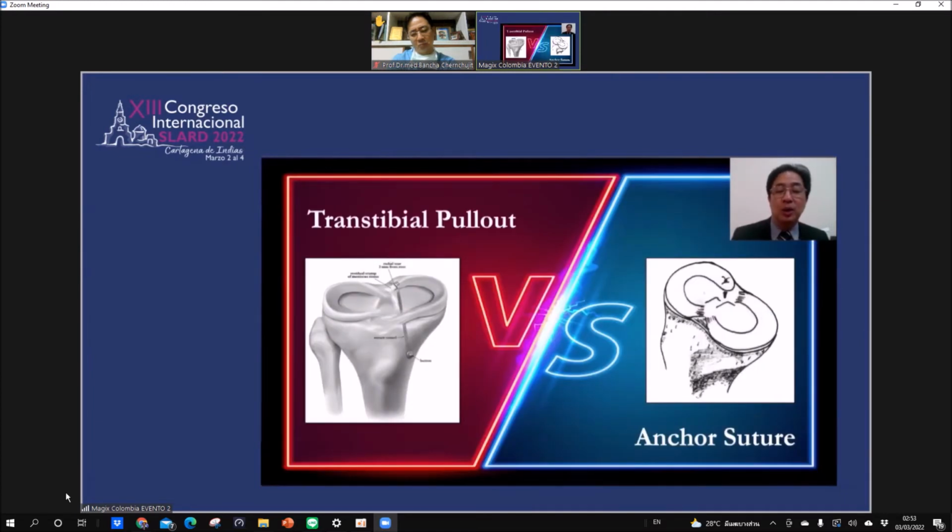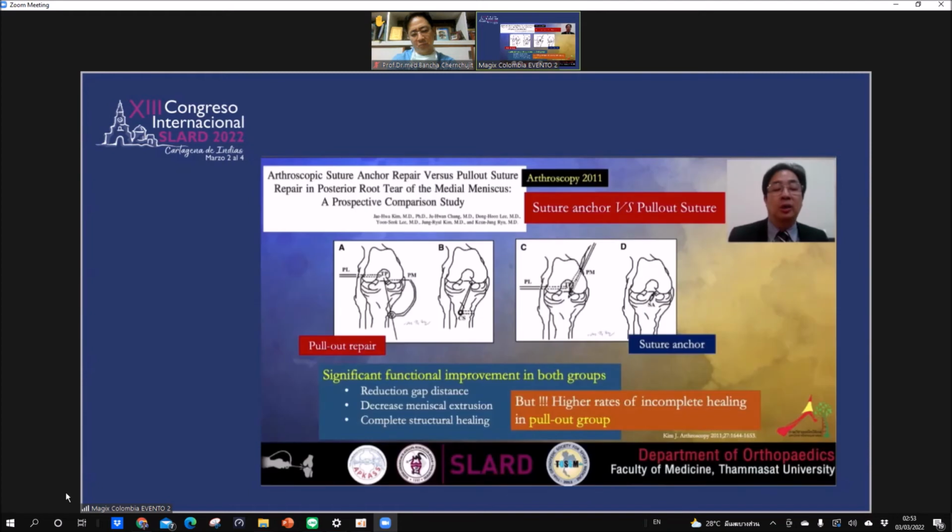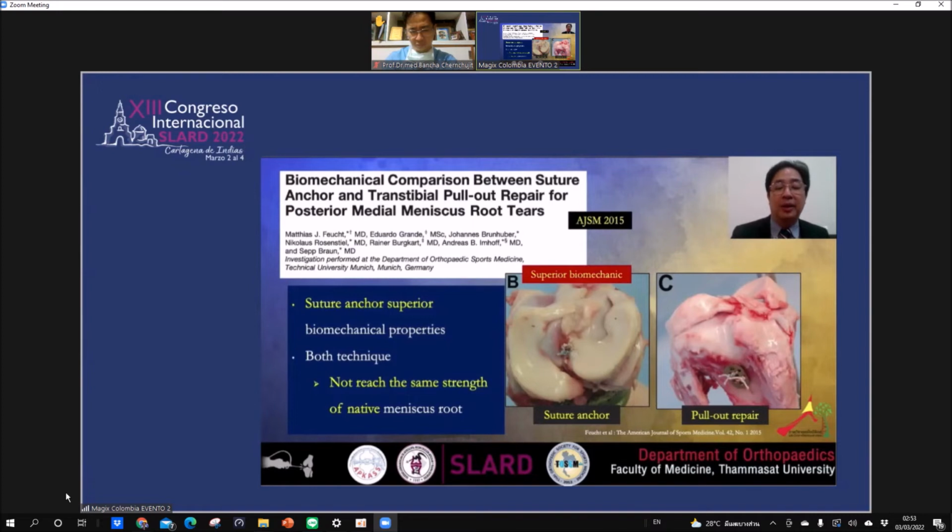Transtibial pull-out versus anchor suture. Dr. Kim compared two techniques, pull-out repair and suture anchor repair, and found that there's a higher rate of incomplete healing in the pull-out group. Professor Imhoff and the team from Munich compared suture anchor and pull-out repair. They found that the suture anchor technique provides superior biomechanical properties.